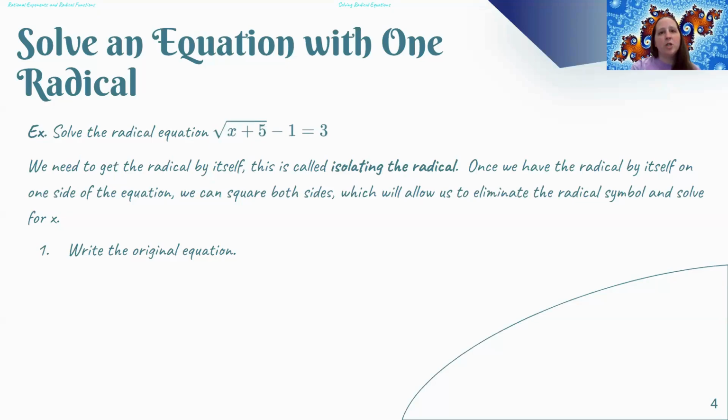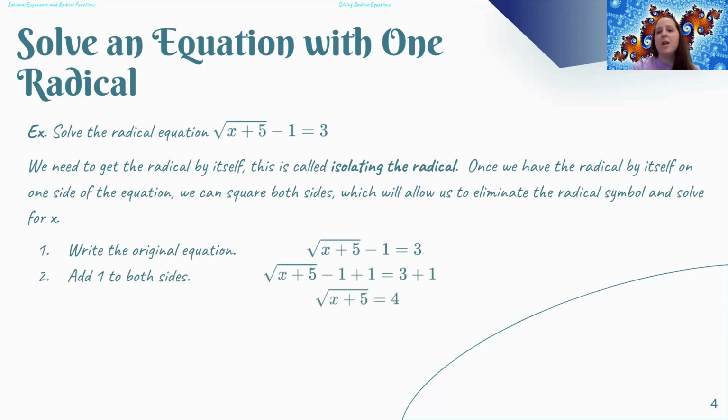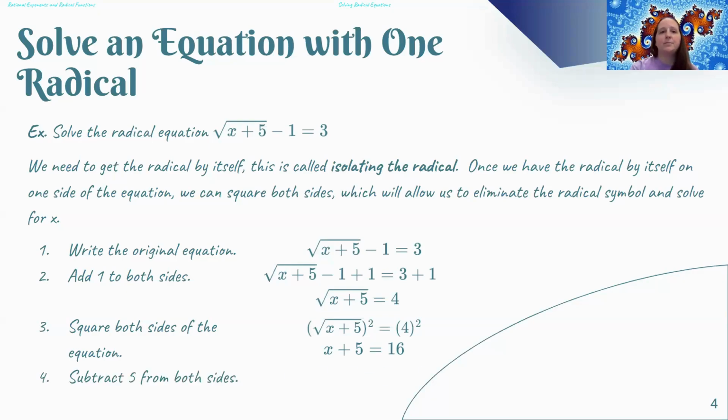So I'm going to write the original equation. Then I'm going to add 1 to both sides, because that will allow me to isolate that radical. That gives me the square root of x plus 5 equals 4. I can then square both sides of the equation, which gives me x plus 5, because the square root of x plus 5 squared is really the square root of x plus 5 times the square root of x plus 5, so I'm getting rid of that square root sign. And then 4 squared gives me 16. I then subtract 5 from both sides, which gives me x equals 11.